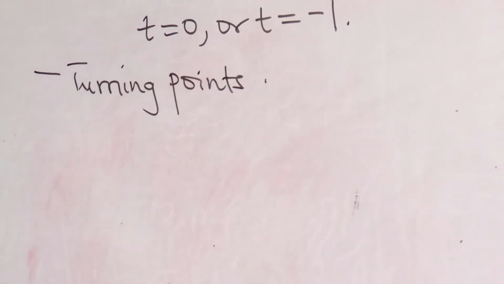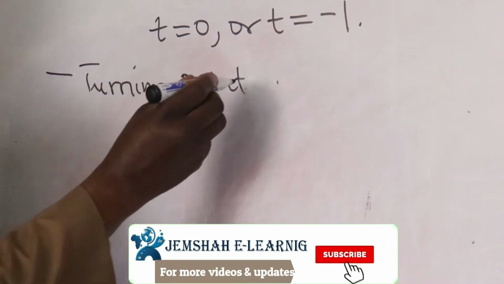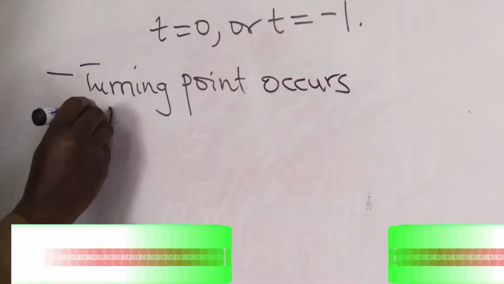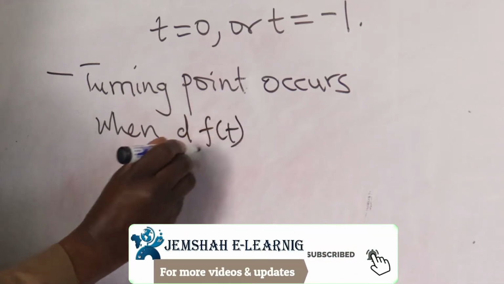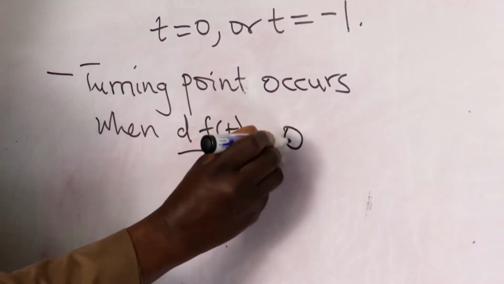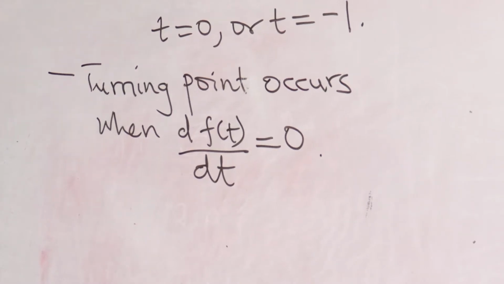Turning point occurs when dF/dt should be equated to 0. That is at a local maximum or a local minimum.